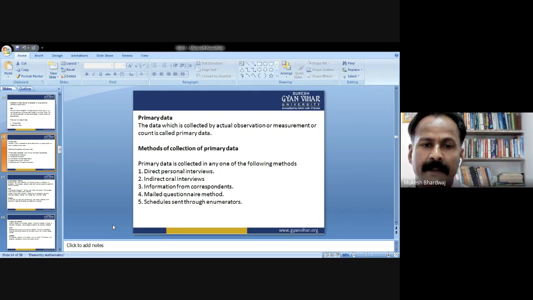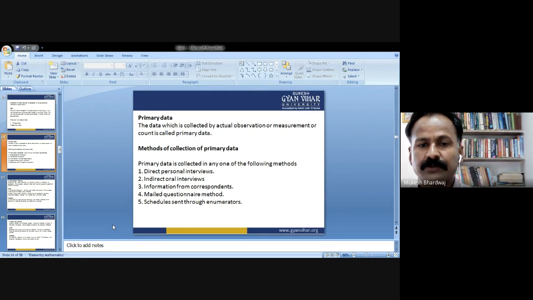Second is indirect oral interviews. Indirect oral interviews means that you are collecting the data from third party sources, and that is called indirect data. Third is the information from the correspondents. That means again it is third party data. You are collecting the data through correspondence by a third party, and you get the information, present the data, and apply statistical theory.